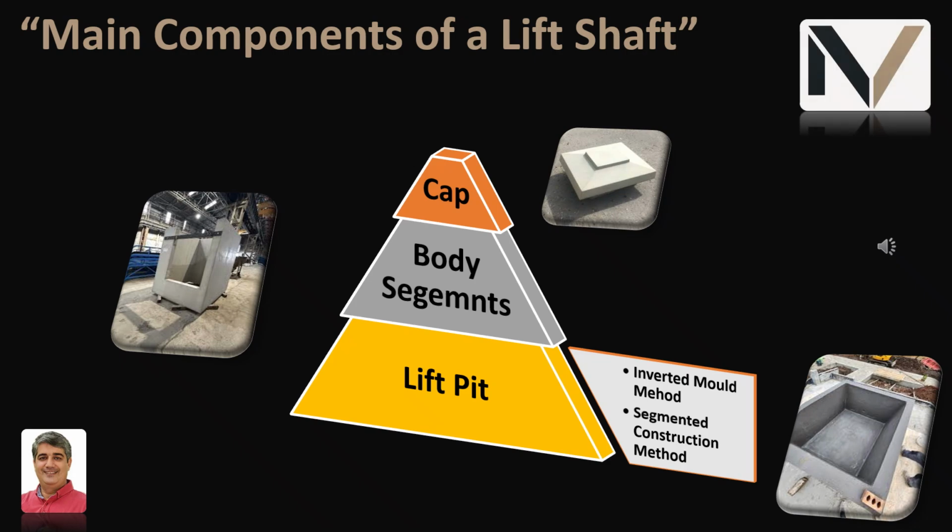Based on the general arrangement drawings of a lift shaft project that we have manufactured, a typical precast lift shaft consists of the following components. By the following components, I mean the components which are seen on this slide. It consists of a lift cap, body segments of the lift shaft, and lift pit.